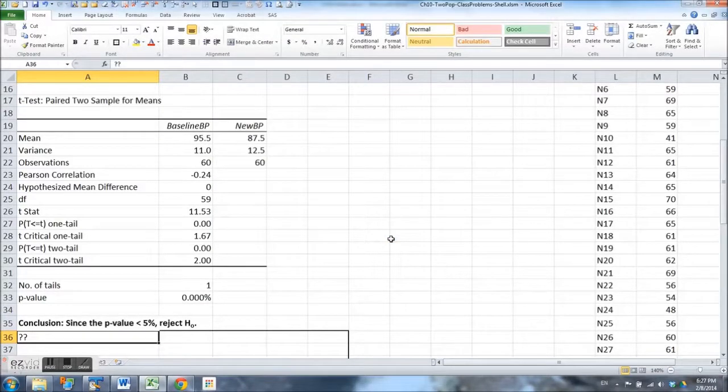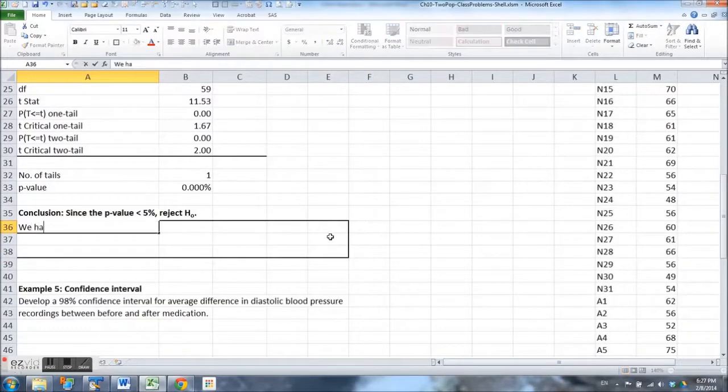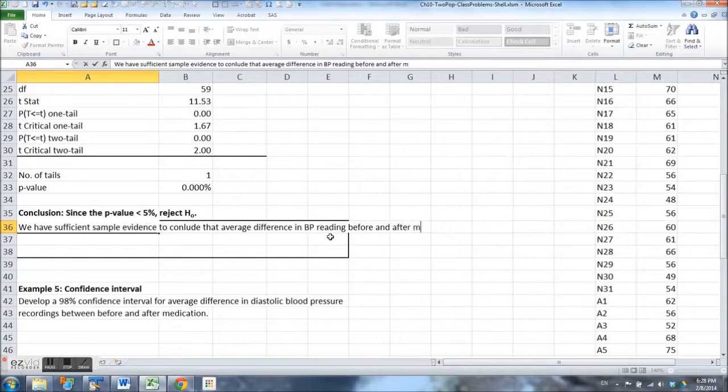And the interpretation is a two-part interpretation. First about the conclusion, so we have sufficient sample evidence to conclude the average difference in BP reading before and after medication is greater than 0.